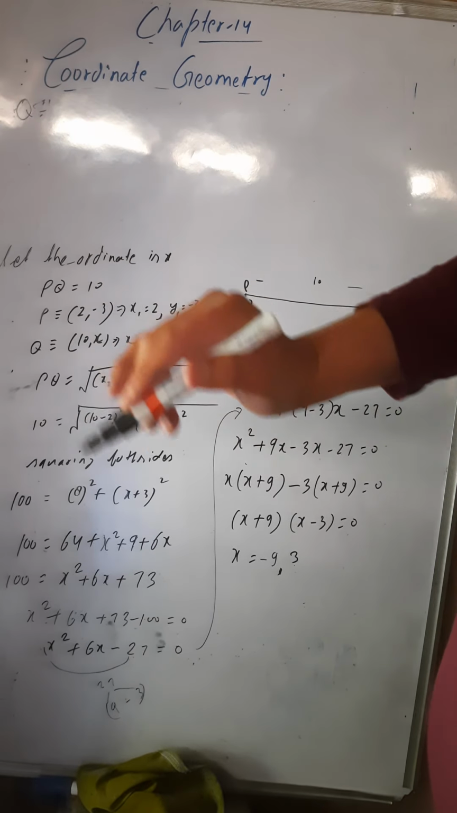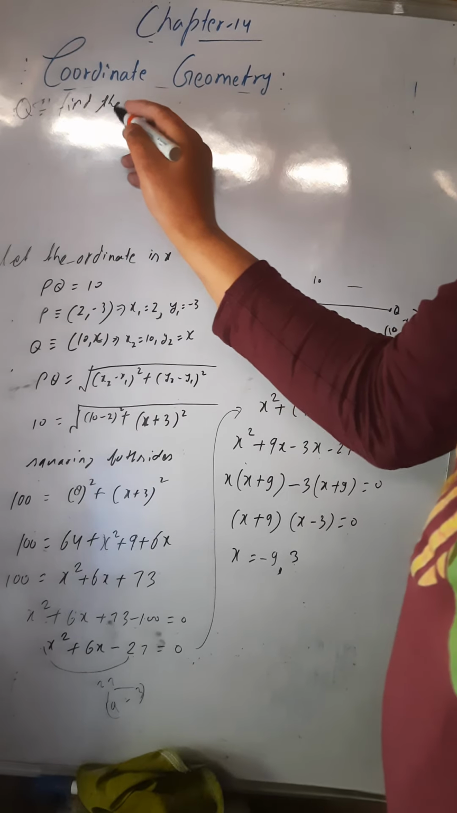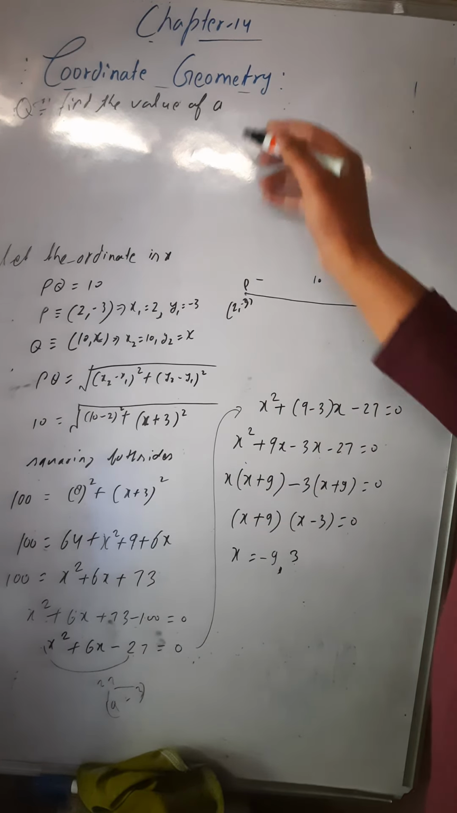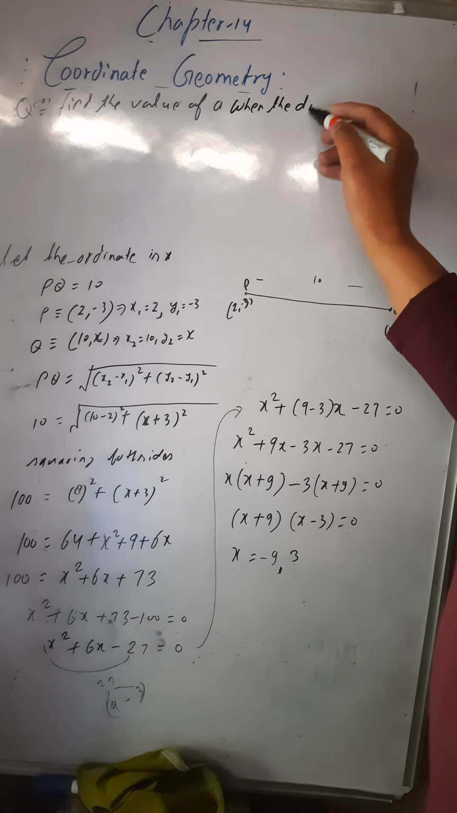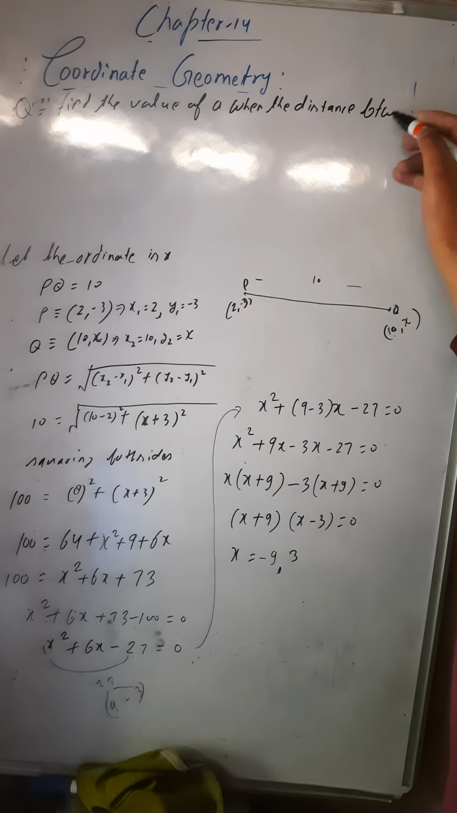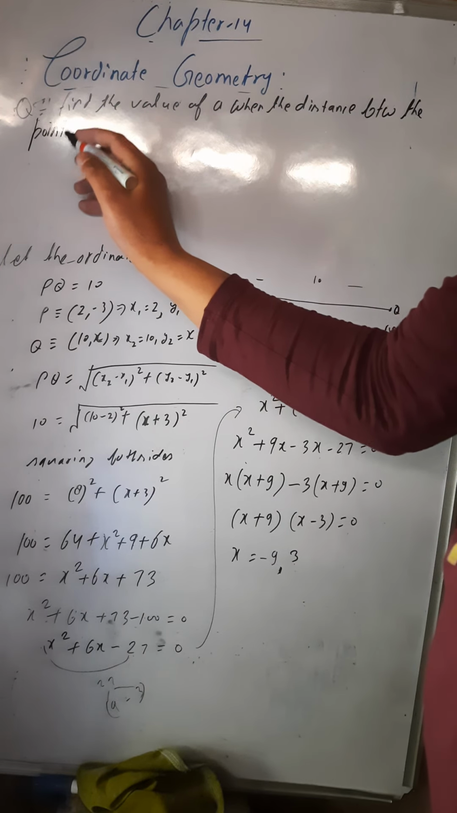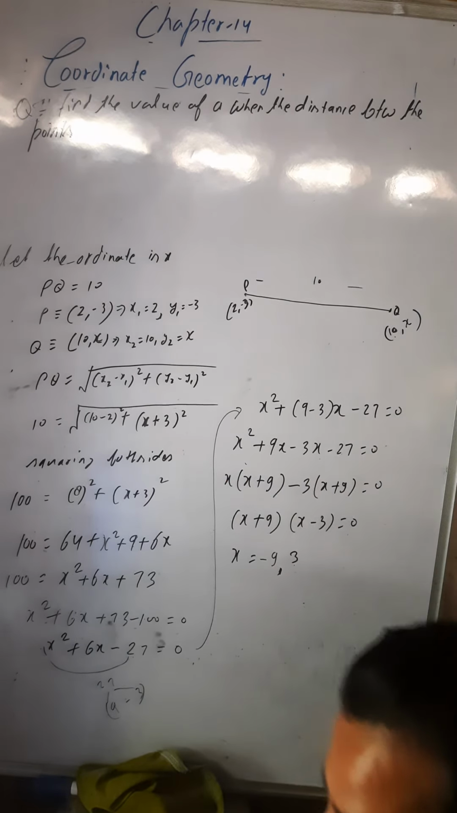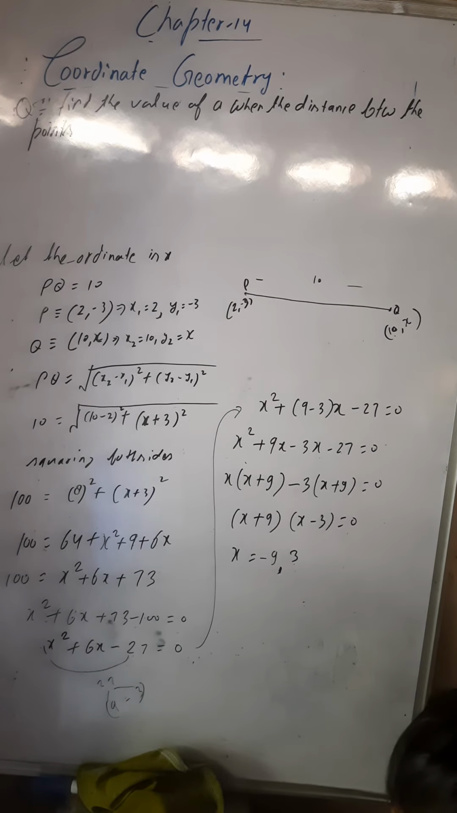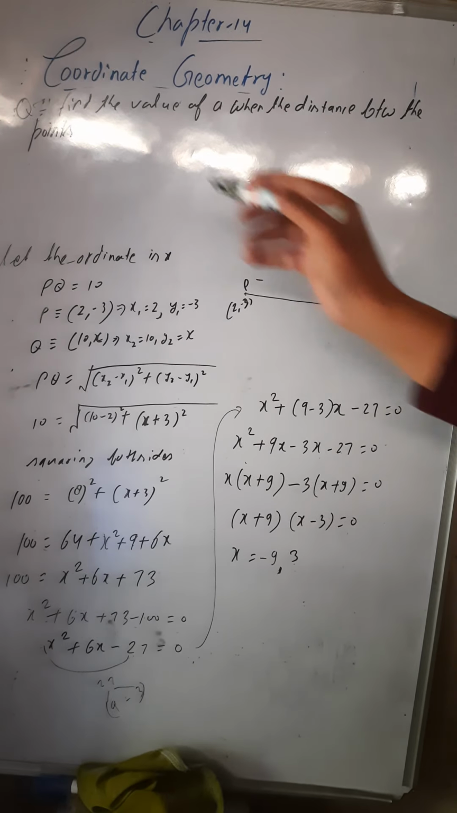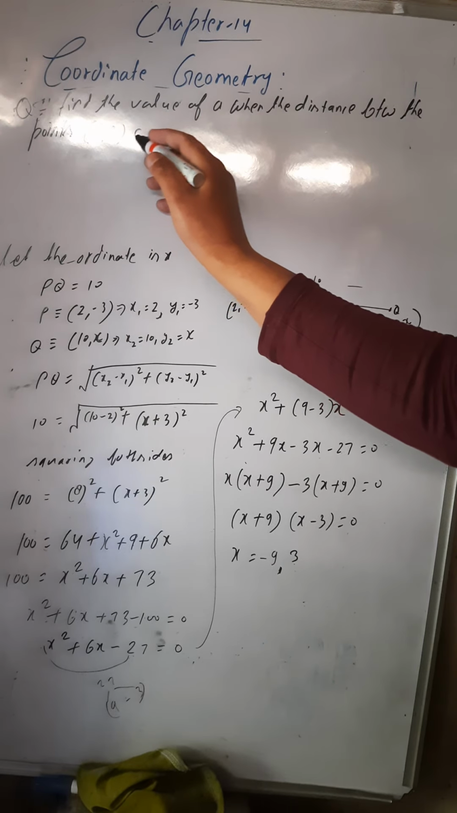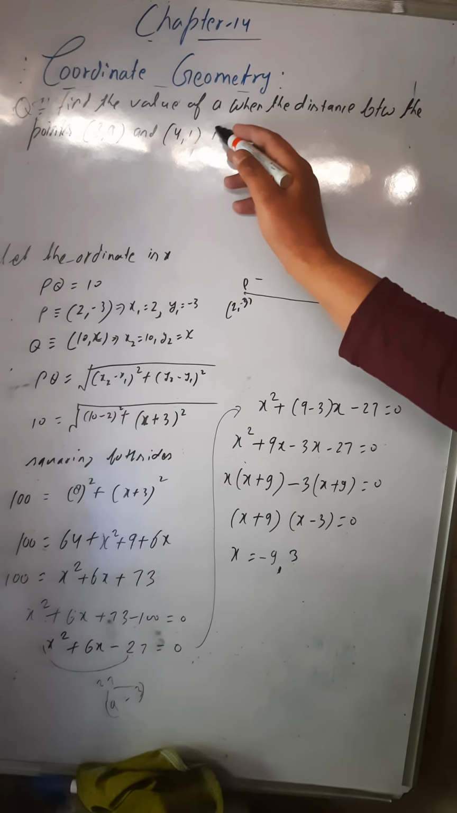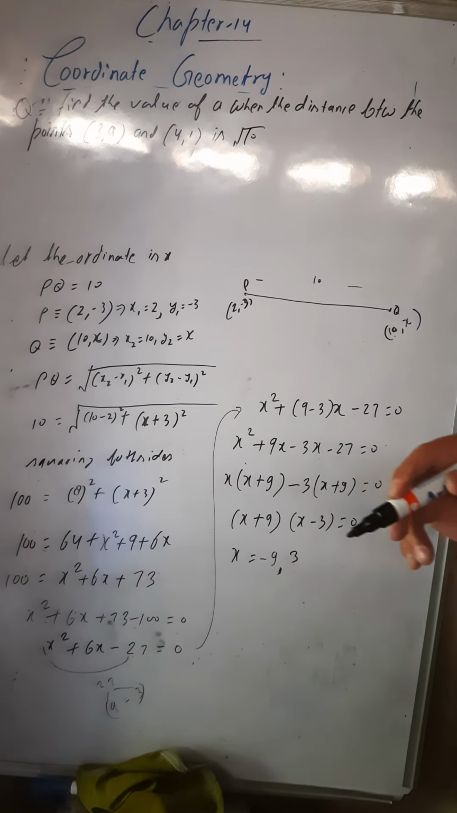find the value of a when the distance between the points 3 comma a and 4 comma 1 is under root 10. This is the distance which has been given here.